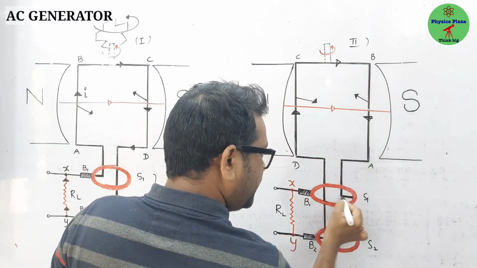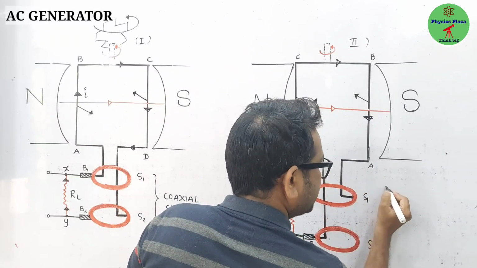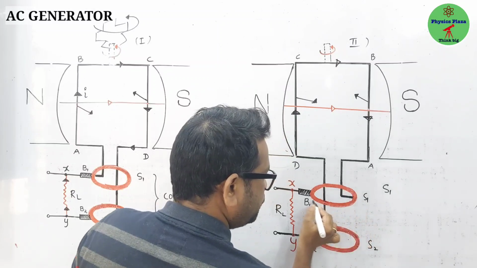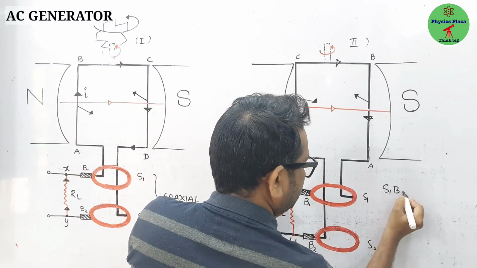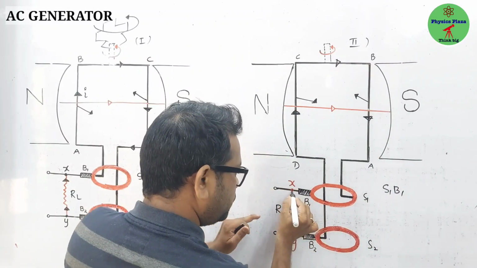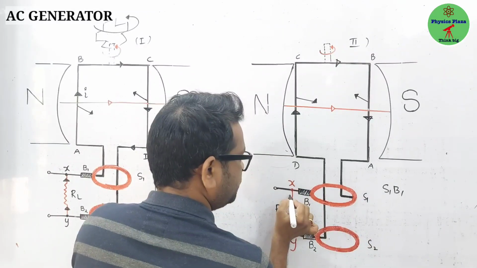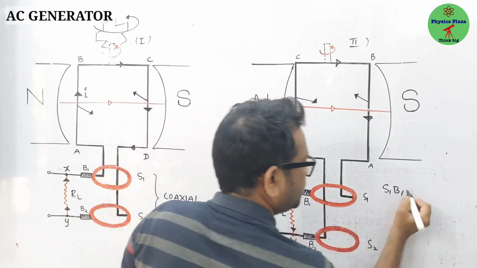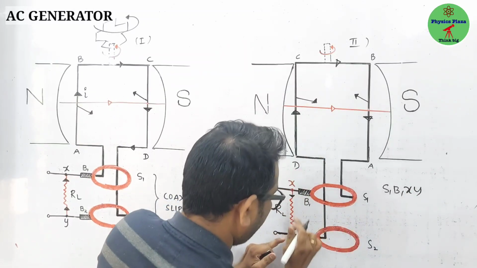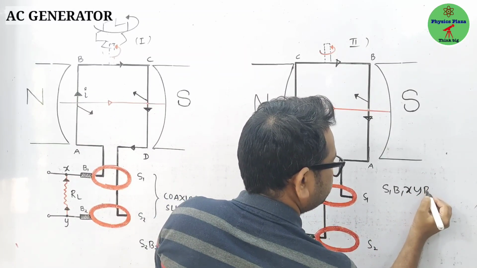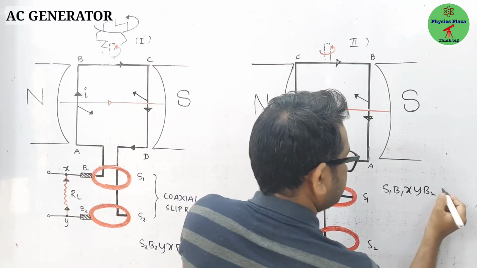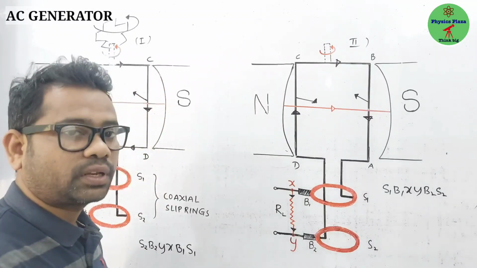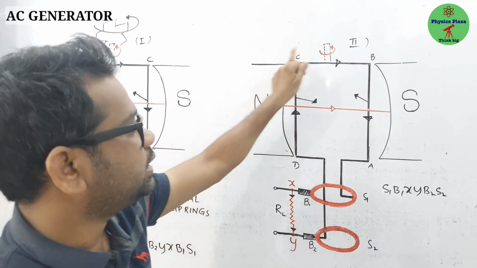So now A to S1. Current is entering A to S1, because first it is in contact with S1. So S1 to B1, very important. S1 to B1, so B1 to X to Y now. Very important. The current is flowing X to Y. Y to B2, B2 to S2. Again S2 to D, C, B, A. The circle is completed.